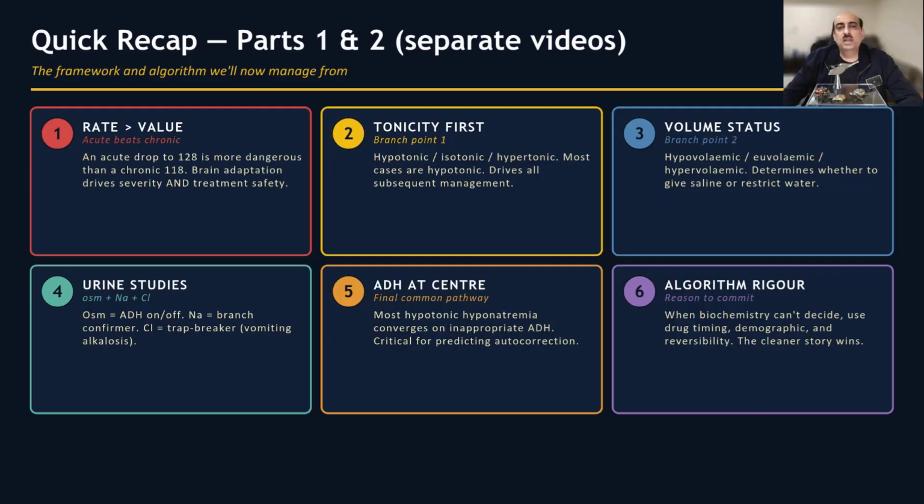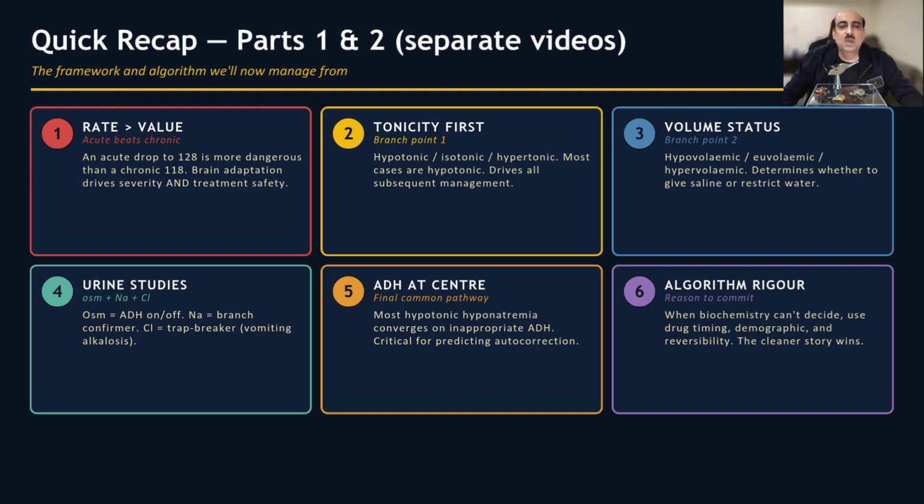Before we move on, let's look at the 6 anchors from the first 2 parts and the first 2 videos. Number 1, the rate of sodium drop matters more than the absolute value in itself. Number 2, the tonicity is the first branch point in the diagnostic workup. Number 3, the volume status is the second diagnostic branch. Number 4, the urine studies, including osmolality, sodium, and chloride, will give you the final confirmation of the workup. And number 5, the ADH sits at the center of almost every hypotonic case.